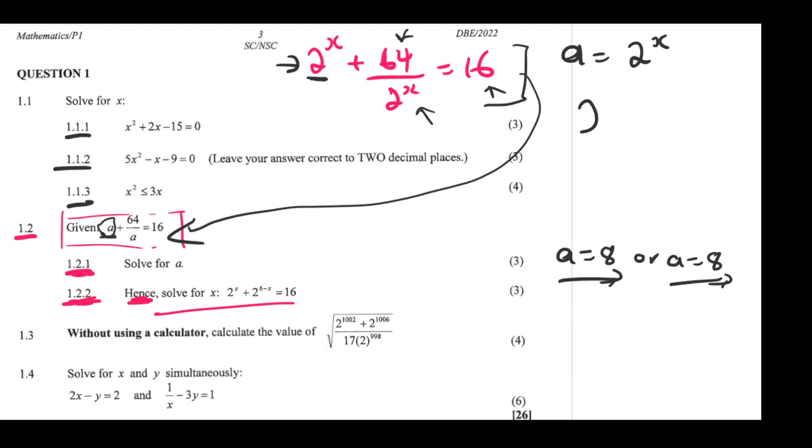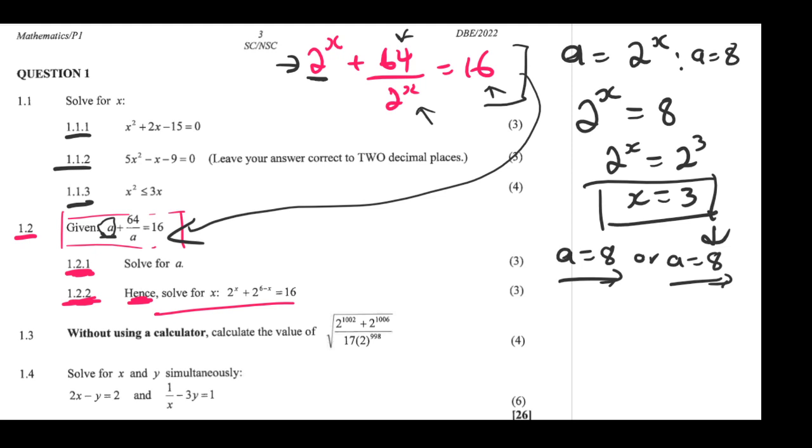So you can conclude and say 2 to the power of x is equal to what? Remember that a was equal to 8. It's what we found in the previous question. So here it's going to be 8. And then 2 to the power of x is equal to 2 to the power of 3, so x is equal to 3. So this is your solution for x for this problem here.